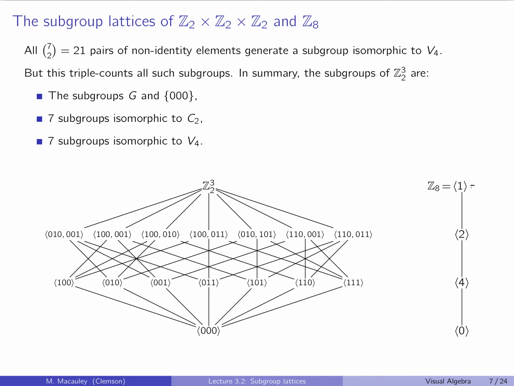So Z8 is generated by 1, by 3, everything relatively prime to it, so that's 5 and 7. The subgroup generated by 2, that's just the even numbers. That's also generated by 6, and then that's it. Note that we have every number appearing here once: 0, 1, 2, 3, 4, 5, 6, and 7. So this group has 16 subgroups. This one just has 4.